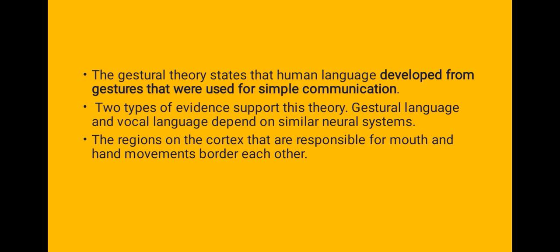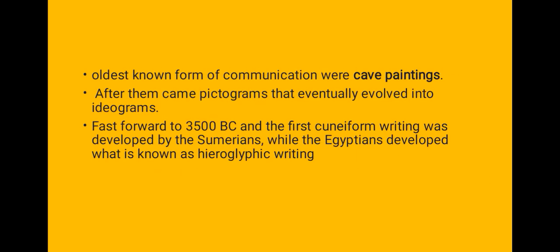The gestural theory states that human language developed from gestures that were used for simple communication. Two types of evidence support this theory. Gestural language and vocal language depend on similar neural systems. The regions on the cortex that are responsible for mouth and hand movements border each other.